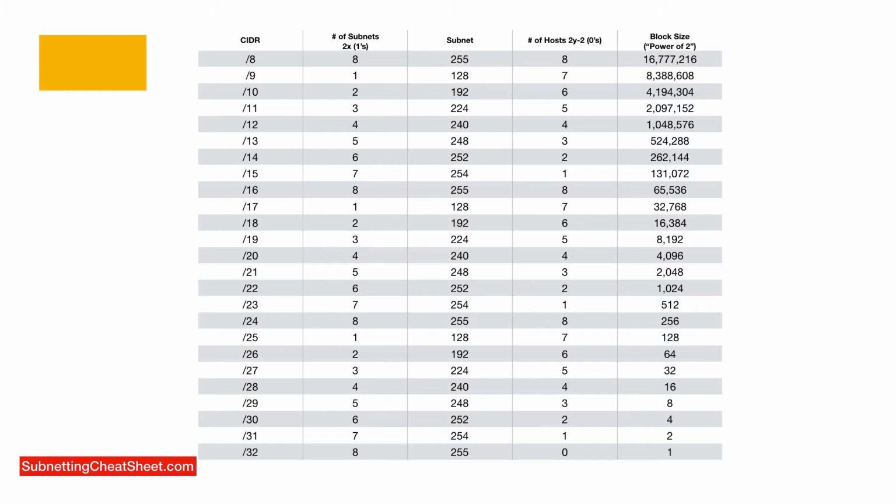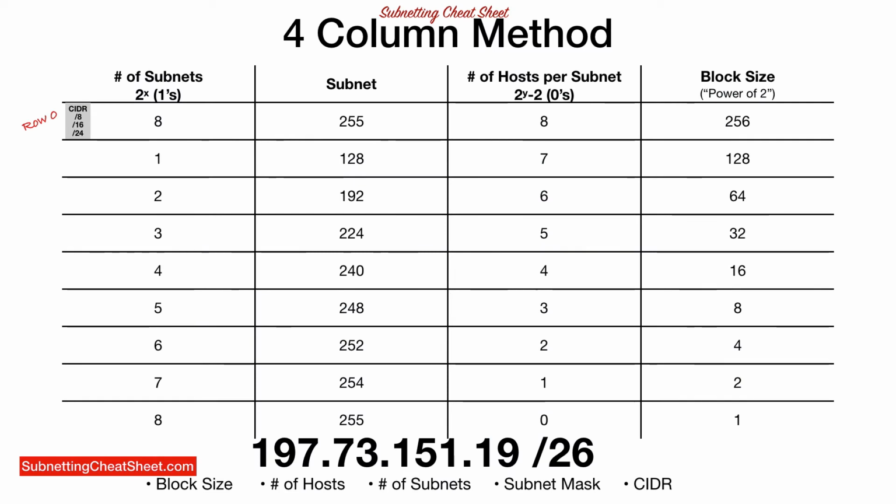So instead of having all of these CIDRs, /8 to /32, already pre-written, we do something different. You're going to use your 4-column method subnetting cheat sheet, and it includes every single CIDR that you'll need. All you have to do is start on row 0. You start counting at /8, /16, or /24, whatever is closest to your CIDR without going over. So for example, we have this /26. The closest CIDR would be /24. So you would go 24, 25, 26. So this row is your subnetting row.